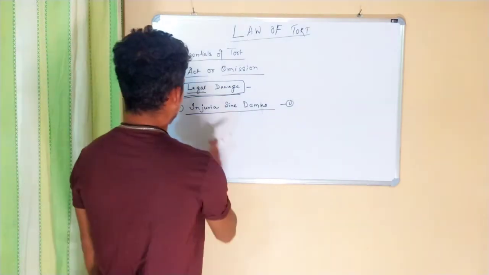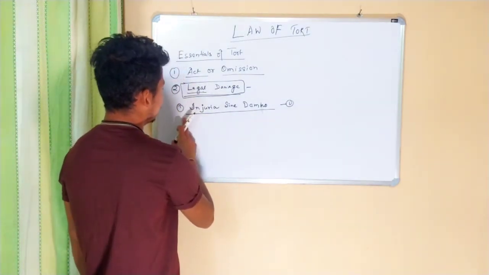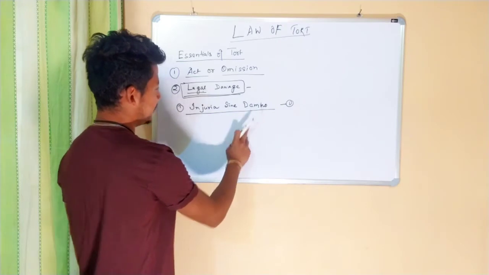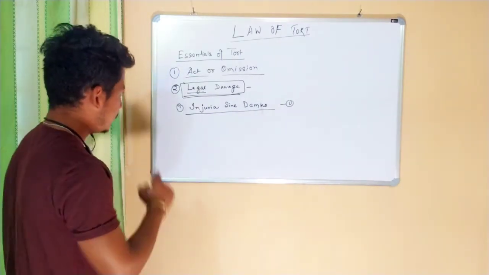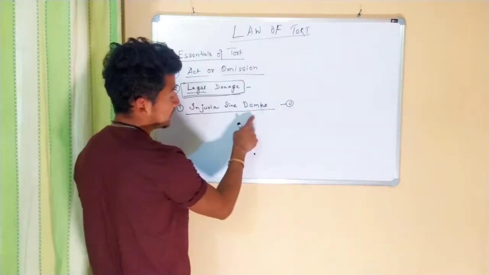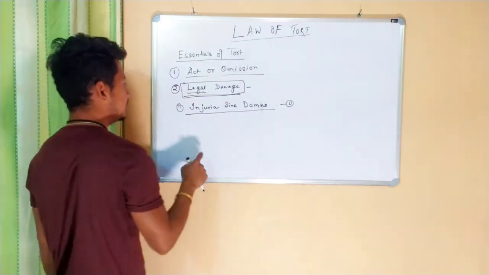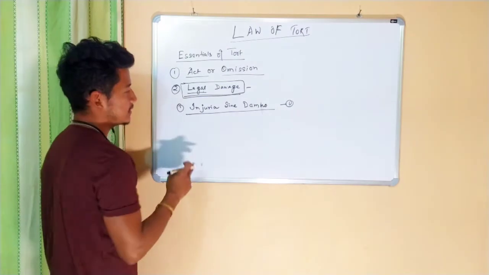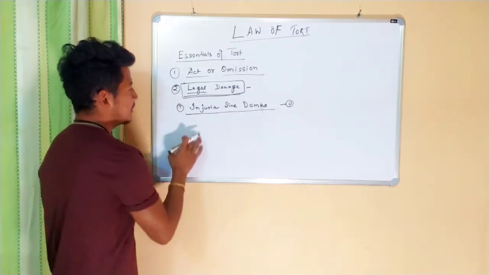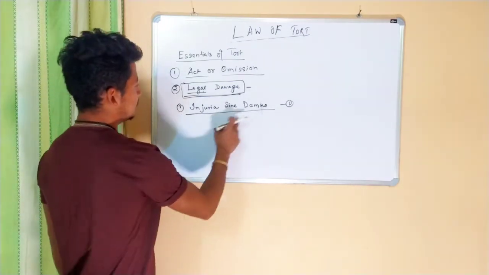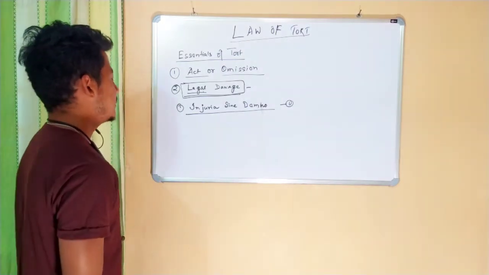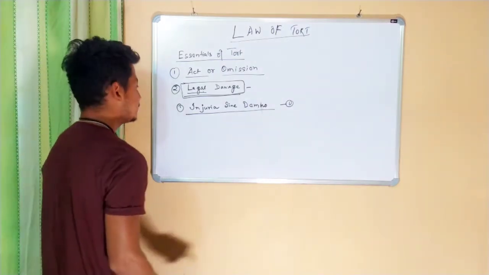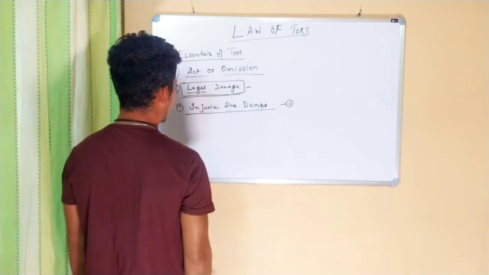Okay, so the number one maxim is injuria sine damno. Guys, always remember, these maxims are really important, and try to remember them very carefully, because in most of the exams from the law of tort paper, questions have been coming only from these maxims. So guys, injuria sine damno, what does it mean?